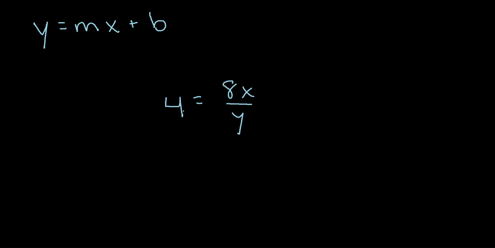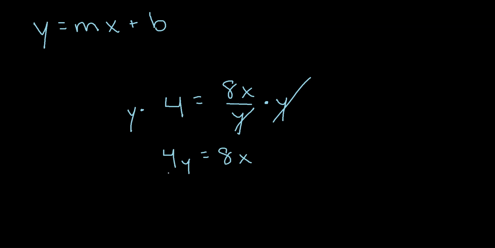All right, let's try another one. Let's say we have 4 is equal to 8x divided by y. Is this a linear equation? Well, first we want to solve for y, so we want to get y all by itself. The way that we can do that is we can multiply both sides by y. Over here, these y's cancel out. On the left-hand side, we're left with 4 times y is equal to 8 multiplied by x.